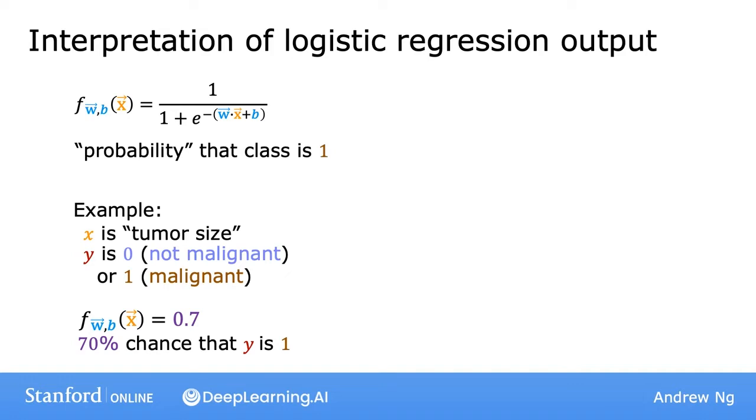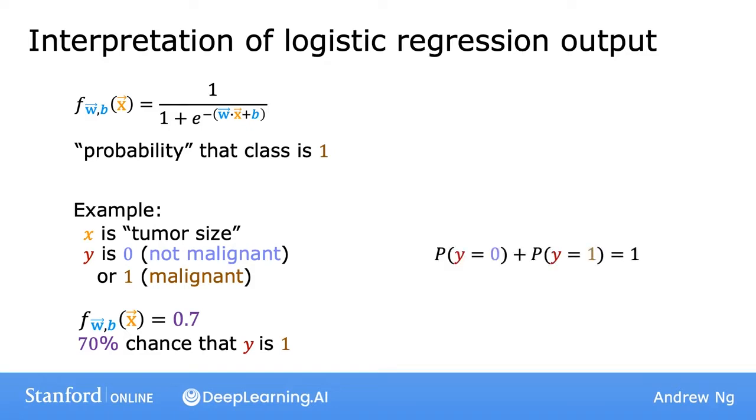In other words, the model is telling us that it thinks the patient has a 70% chance of their tumor turning out to be malignant. Now, let me ask you a question. See if you can get this right. We know that y has to be either 0 or 1. So if y has a 70% chance of being 1, what is the chance that it is 0?